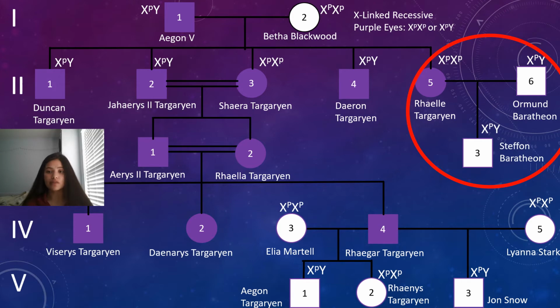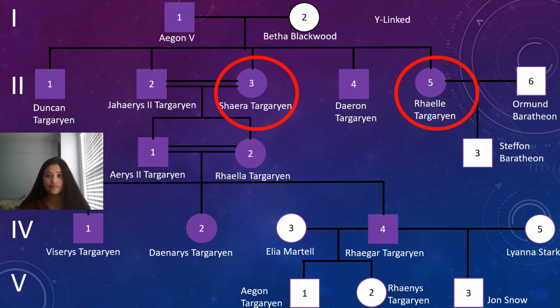Still does not work because once you get to Rhaelle Targaryen in Generation 2, let's say that she's completely recessive, and she marries someone with a dominant trait, which could be brown eyes, and they have a son. Now that son gets the Y chromosome from the father, and he should get an X lowercase p from his mother, but obviously he does not because he does not have purple eyes.